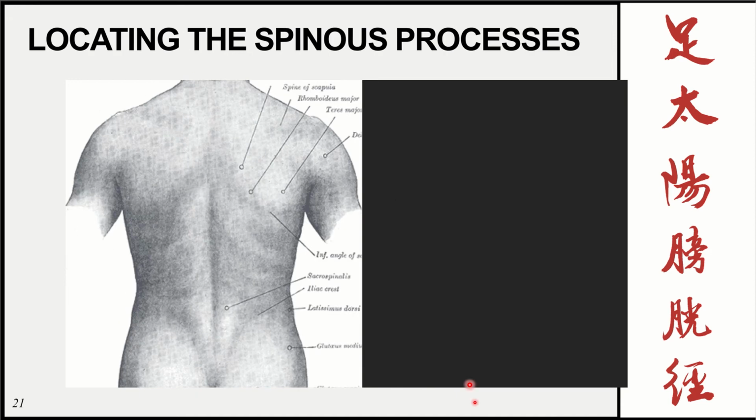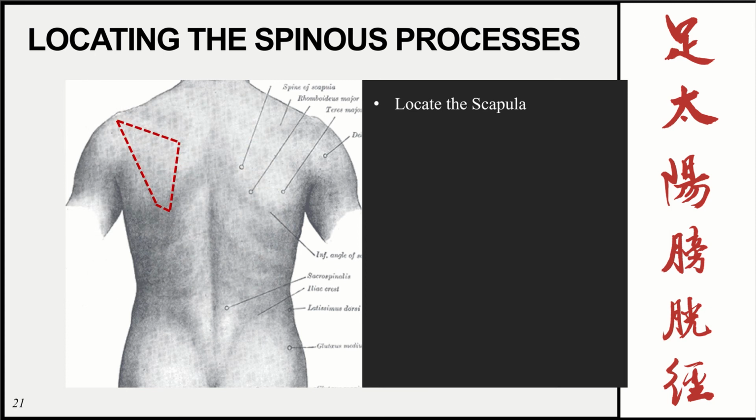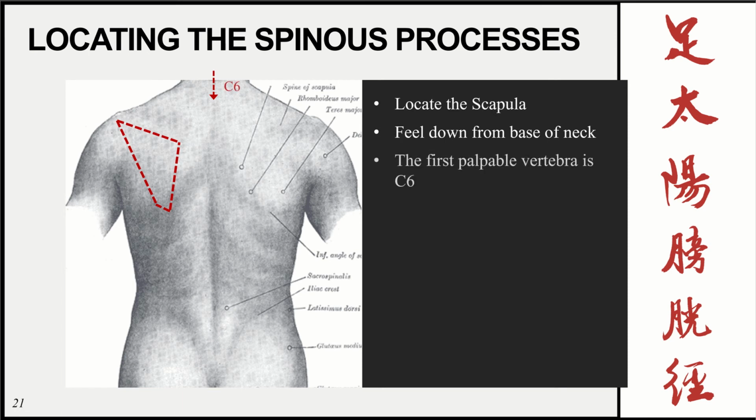And then let's just quickly review how to find the spinous processes. So firstly, we locate the scapula, finding its spine, its medial and lateral borders, and then we find the spinal column, and we start at the top of the head, and we feel down, and the first palpable prominence is the spinous process of C6. Okay, and then you feel one down, and this one is a bit more prominent, and that is C7.